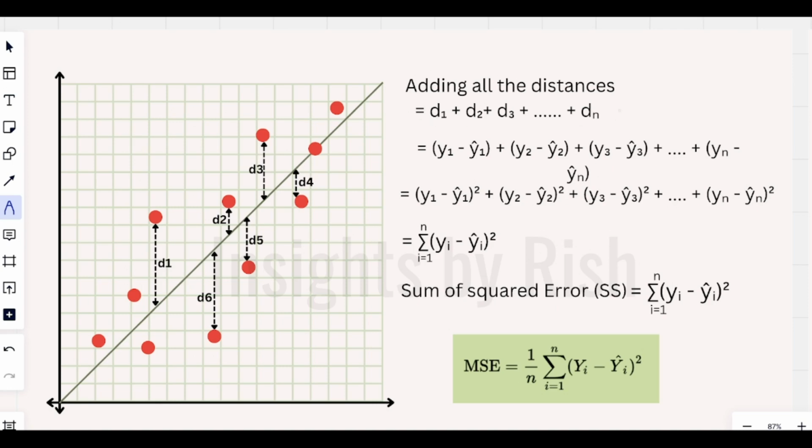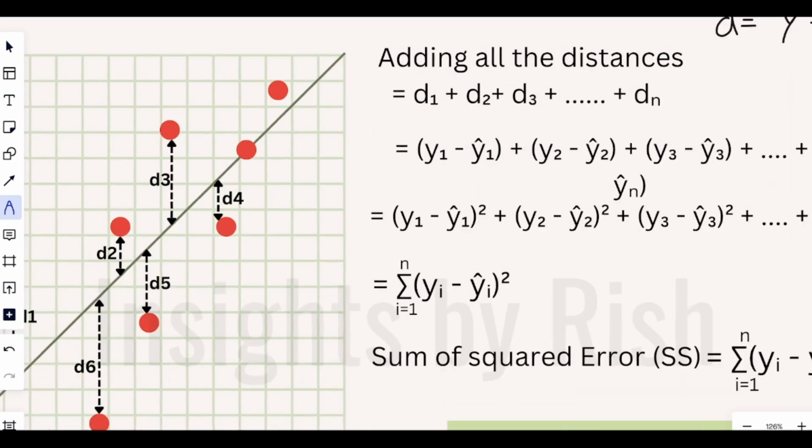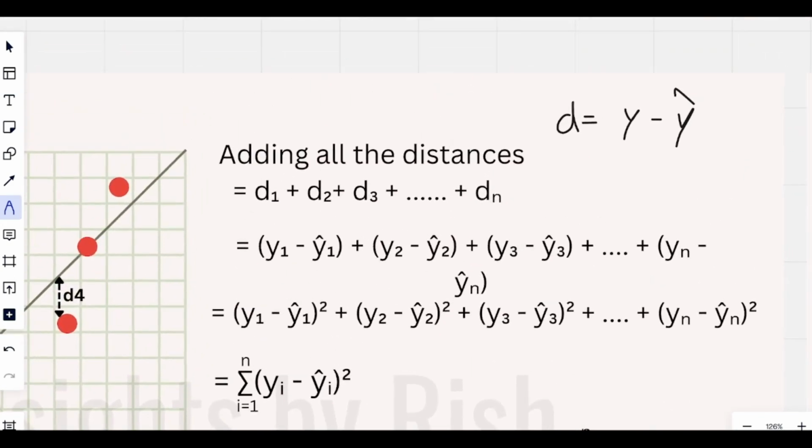Now, as in the previous slide, we studied that the formula for d is the value of the actual data point minus the value of your predicted data point, which is y hat. So this was for a single variable. Now we can expand this equation. For d1 we can write y1 minus y1 hat, plus for d2 we can write y2 minus y2 hat, up to the nth point, yn minus yn hat.